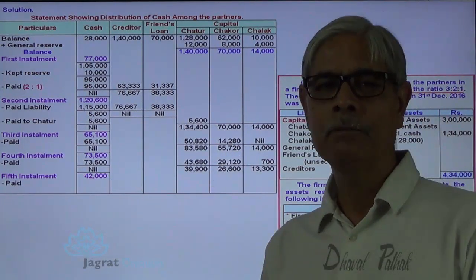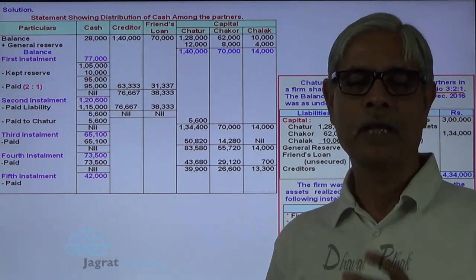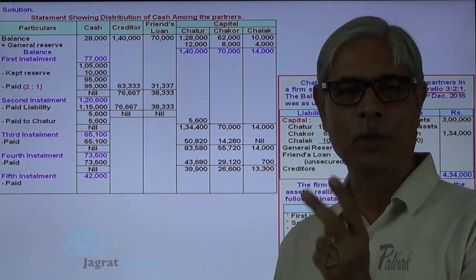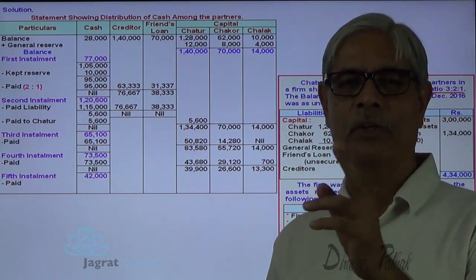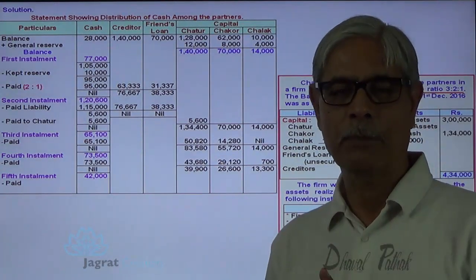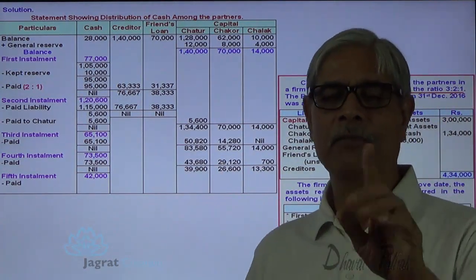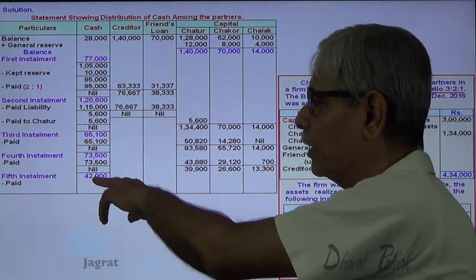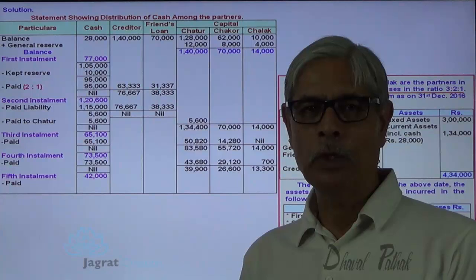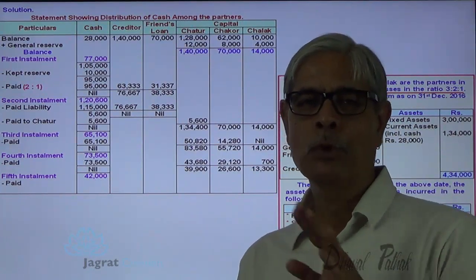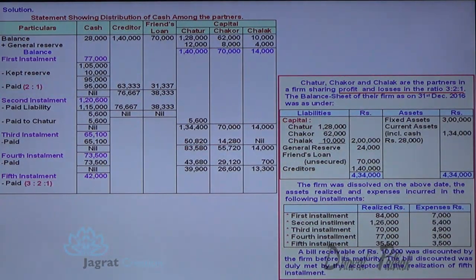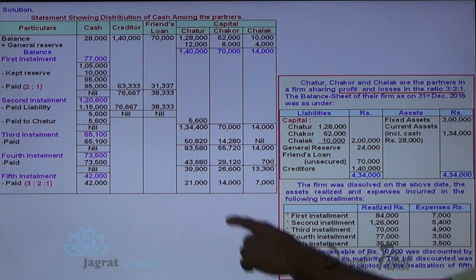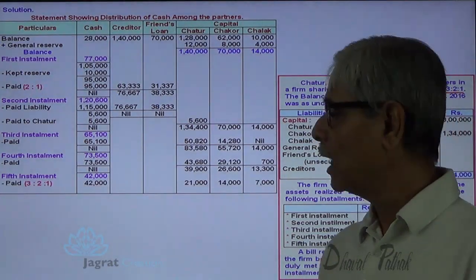Because every installment that you receive on realization of assets has two elements. One, capital element, second, profit or loss element. Capital element is to be distributed in the capital proportion. Profit or loss element is to be distributed in profit or loss proportion. Here in this case, the capital proportion and the profit and loss proportion are the same. So, without preparing an iteration or calculation for distribution of this 42,000, you can straightaway distribute this 42,000 in the profit sharing ratio. So, 3:2:1, 42,000 distributed. So, 21,000, 14,000 and 7,000. This is the payment made to the three partners from the last installment.